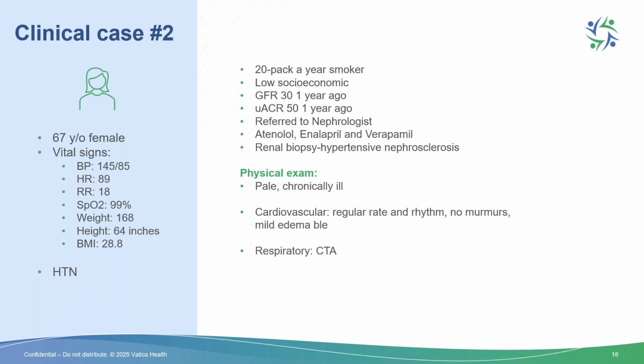She was treated with atenolol, enalapril, and verapamil, but despite continued blood pressure control, serum creatinines gradually increased. She had a renal biopsy and it showed hypertensive nephrosclerosis. Her renal function is deteriorating, so the nephrologist starts hemodialysis. She looks a little pale and chronically ill. She has some mild edema. Exam's otherwise negative.